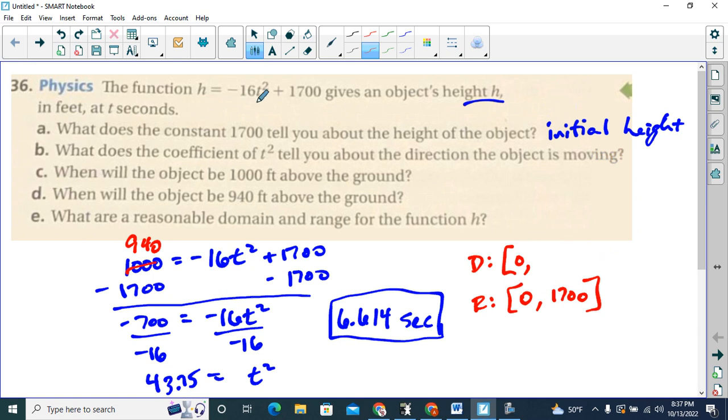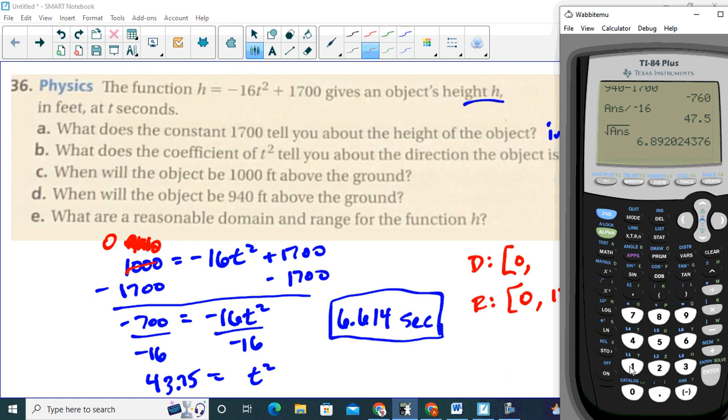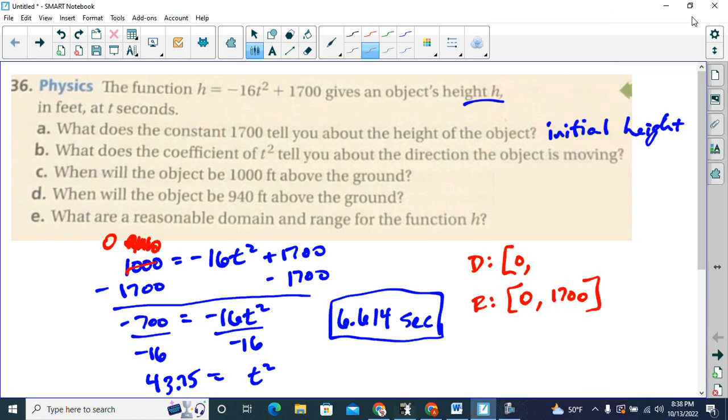but it doesn't go all the way up to infinity because, again, the object eventually hits and strikes the ground. So when it's on the ground, its height is 0, and we solve for time the same way we did on the other ones. So we've got negative 1,700 divided by negative 16 gives us positive 106.25. The square root of that is 10.308. That's how long it takes to strike the ground. So that's the biggest that our time could possibly be.